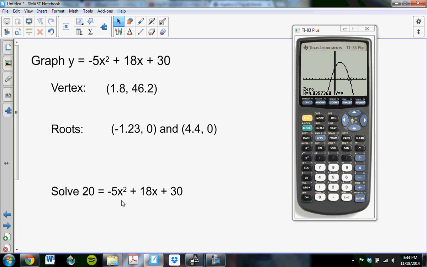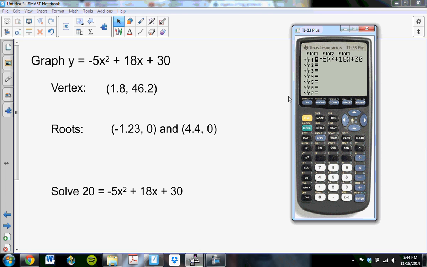Now, suppose with this same equation, negative 5x squared plus 18x plus 30, I wanted to find when this equation equals 20. Well, basically, this y value here got replaced with a 20. So I can go to my y equals menu, type in a 20, and it'll show me this graph here. There's two lines now, and where these intersect is where the y value equals 20.